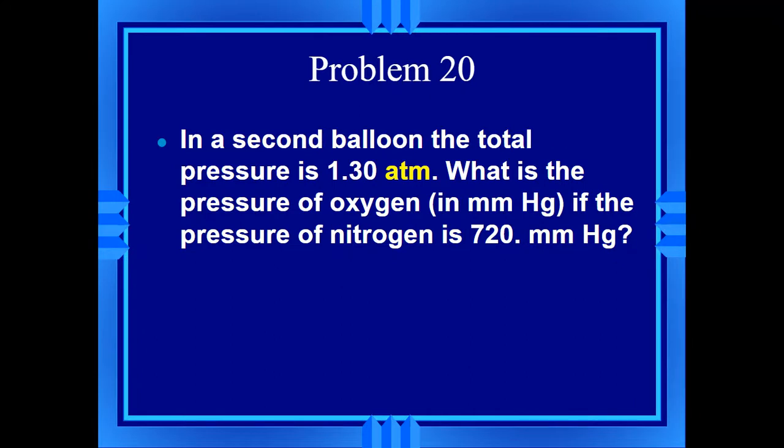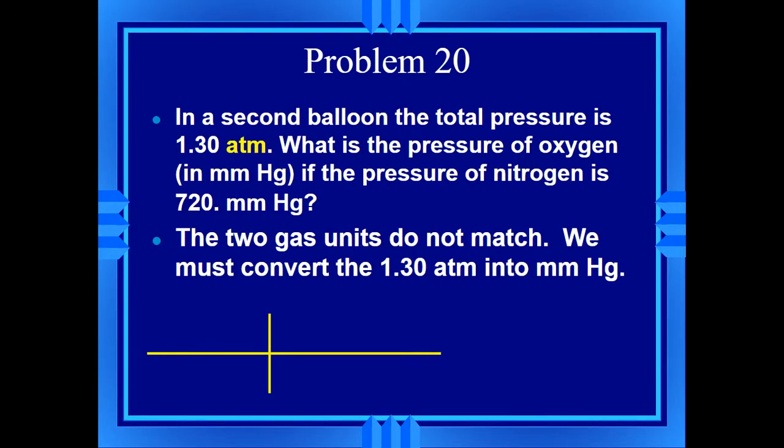Now, if we try something a little bit more complicated, where in the second balloon, the total pressure is 1.3 atmospheres. What is the pressure of oxygen in millimeters of mercury if the pressure of nitrogen is 720 millimeters of mercury? For this one, it's a little tricky because we have to convert 1.3 atmospheres into millimeters of mercury. If you remember from the other day, 1 atmosphere is equal to 760 millimeters of mercury. Remember those things from your reference table.